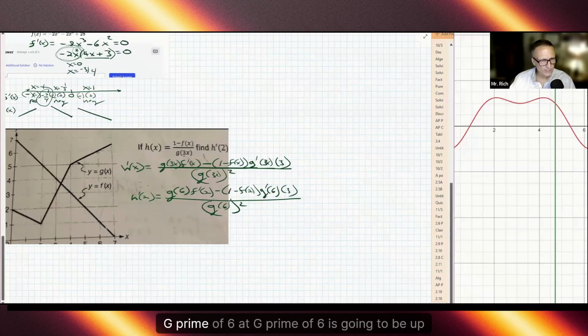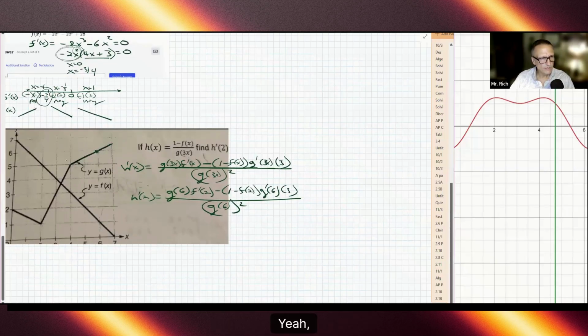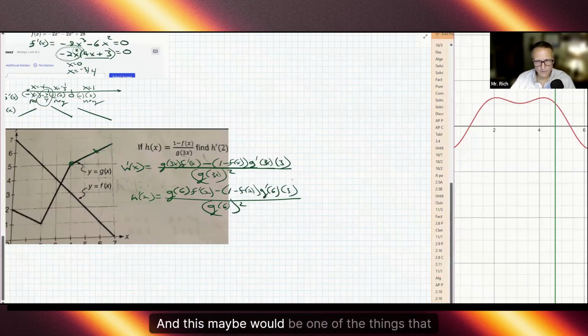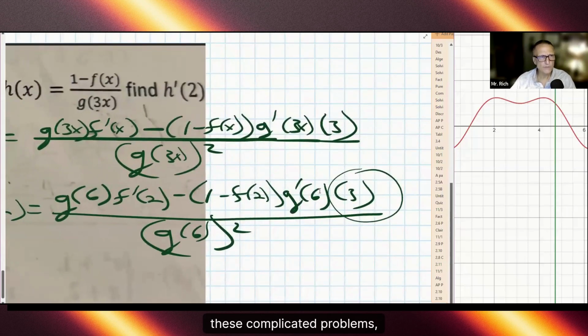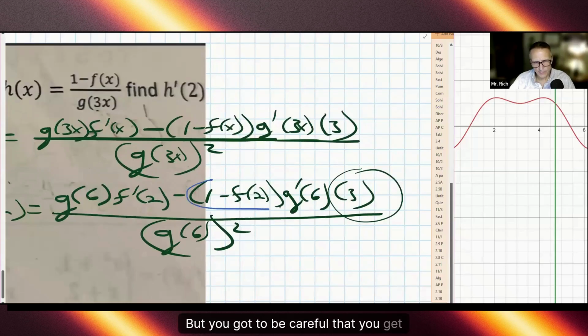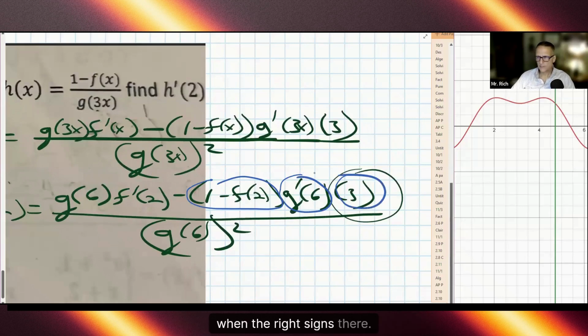Let's see, g prime of 6. Yeah, g prime of 6 is going to be up here. The slope of this line segment is, what is that slope? That's a slope of 1/2? Yeah, positive 1/2. Okay, so that's as far as I'm going to take it. You're just going to grab the numbers off of there, and this maybe would be one of the things that would mess students up. When you're doing one of these complicated problems, you've got to be careful with the parentheses here. You've got this minus sign, but you've got to be careful that you get all three of these quantities multiplied together with the right signs there.